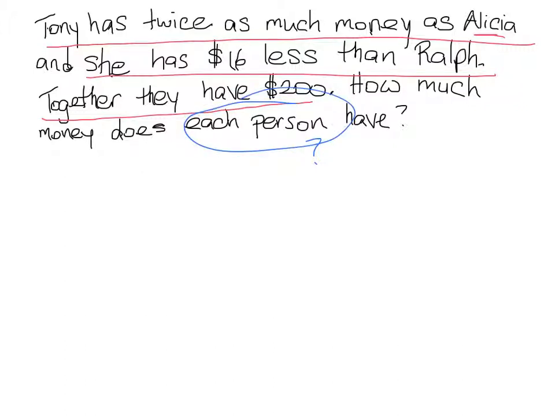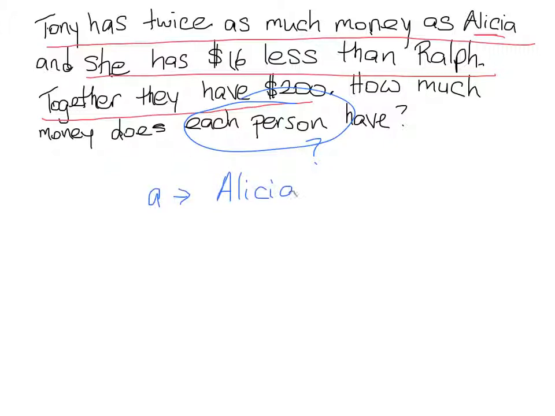Well, now we need to figure out what we want to use as our variable. So, well, Tony is being compared to Alicia. And so is Ralph. Ralph is being compared to Alicia. Well, Alicia's money anyway. All right, so it looks like since two people are both being compared to Alicia, it might be a good idea to use Alicia's amount of money as a variable. So let's go ahead and define our variable as A for Alicia.